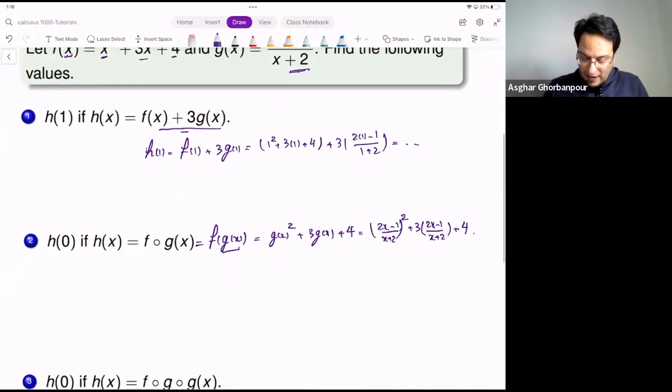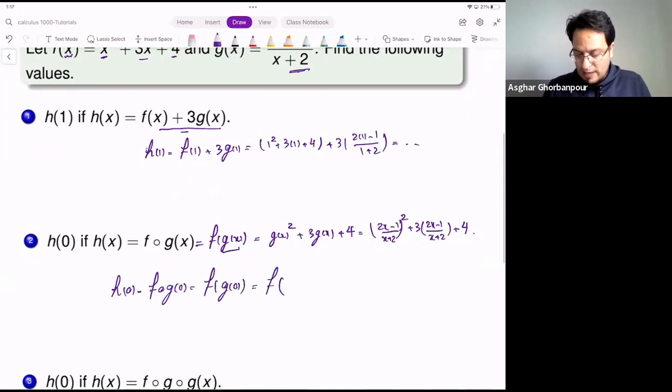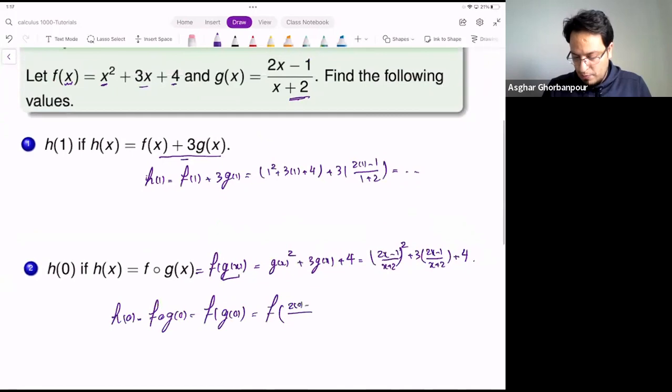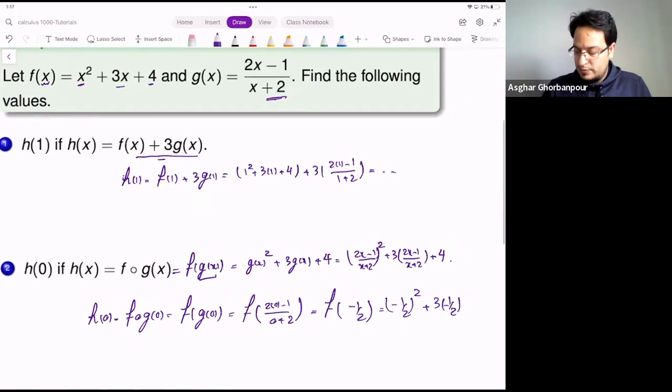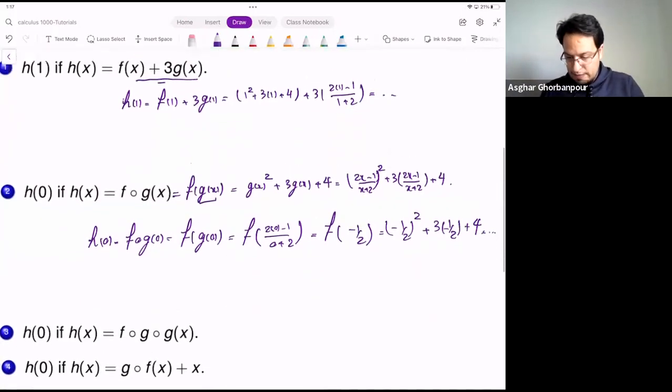If we are interested in finding h at 0, it means that we are interested in finding f∘g at 0, which is the same thing as f of g at 0. But g at 0, we have a formula for that: 2 times 0 minus 1 over 0 plus 2. This is f at negative 1 over 2. And then you have to square negative 1 over 2, multiply negative 1 over 2 by 3, and add these two and add 4 to that. Well, you can evaluate that number yourself.